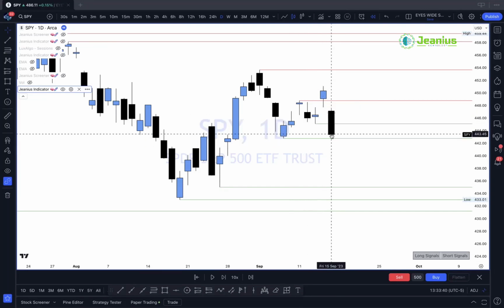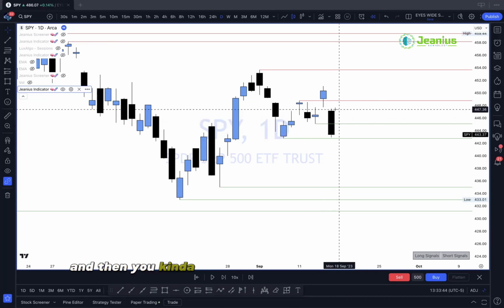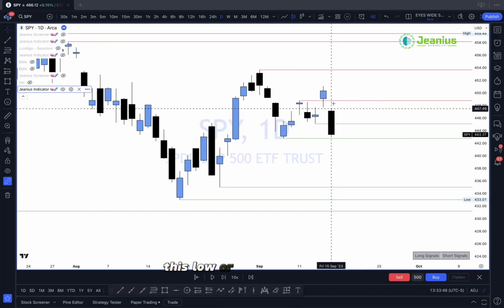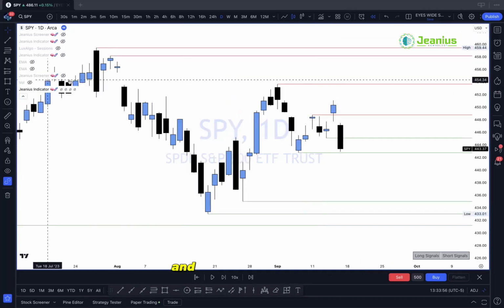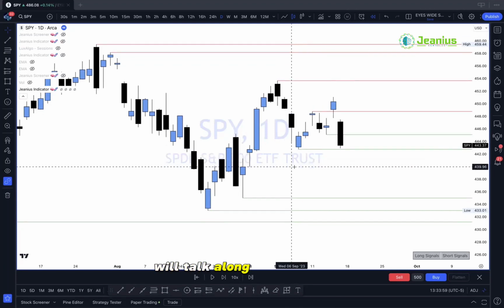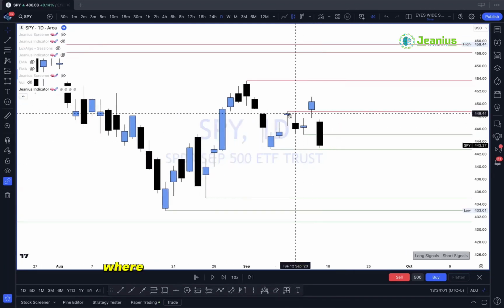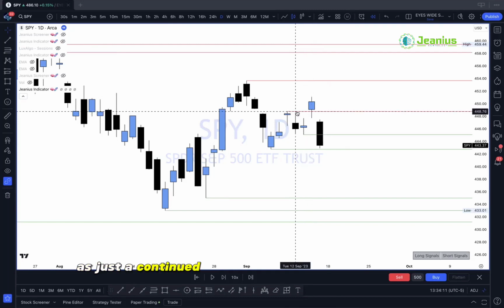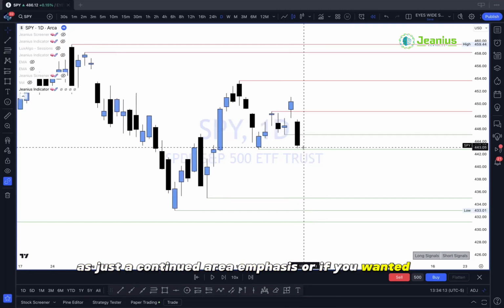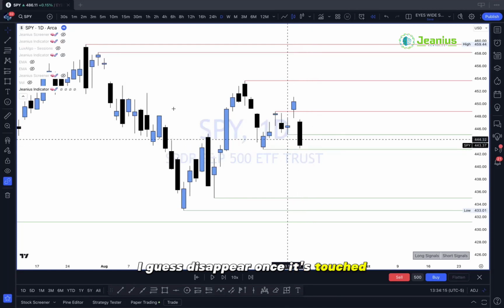So this would have been a nice trade if you were trading within the day, and you had that target of this low or maybe this high, because this untested high is pretty much broken. And that's something we'll toggle on at a later date, where when those areas of interest are broken, we'll allow you guys to toggle on if you want it to remain as a continued area of emphasis, or if you want it to, I guess, disappear once it's touched.